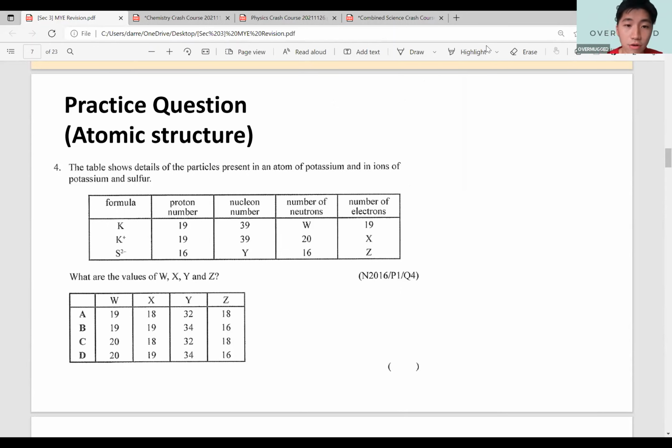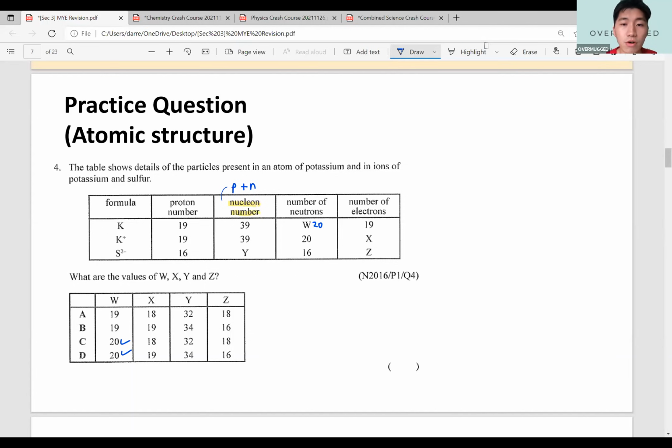Okay, let's go through question 4. When I first see this question, something that I might be afraid of if I'm your teacher is, do you all know what is nucleon number or not? Remember what is nucleon? What's the base word of nucleon? Nucleus, and what's in your nucleus? It's your protons plus your neutrons. In other words, if I have proton number here, I got my nucleon number as we have discussed. What is your number of neutrons? You simply have to take 39 minus 19. So W is 20 neutrons.